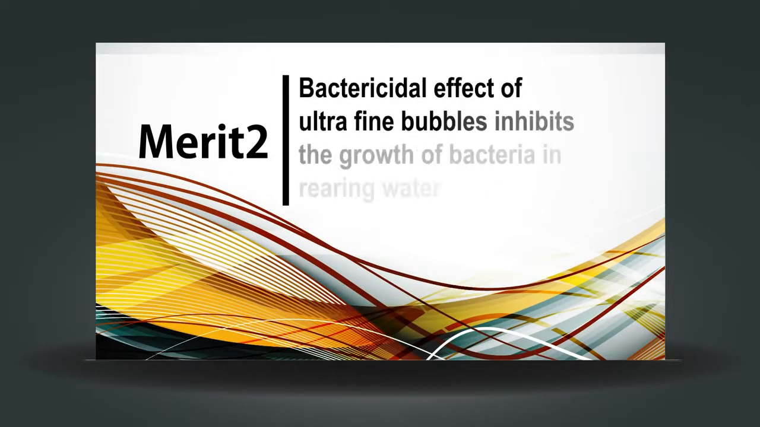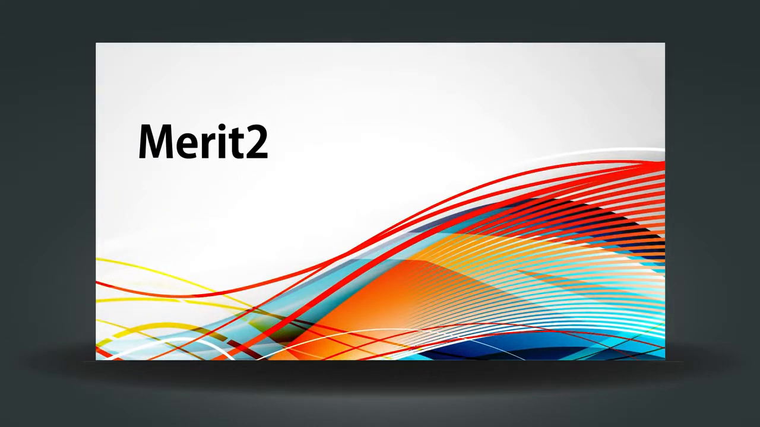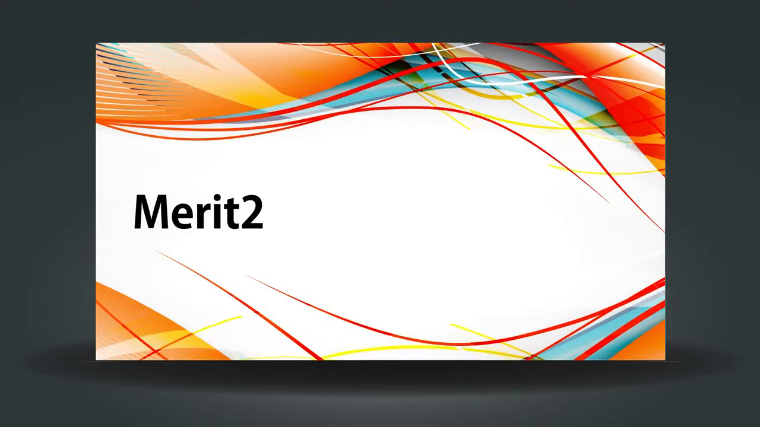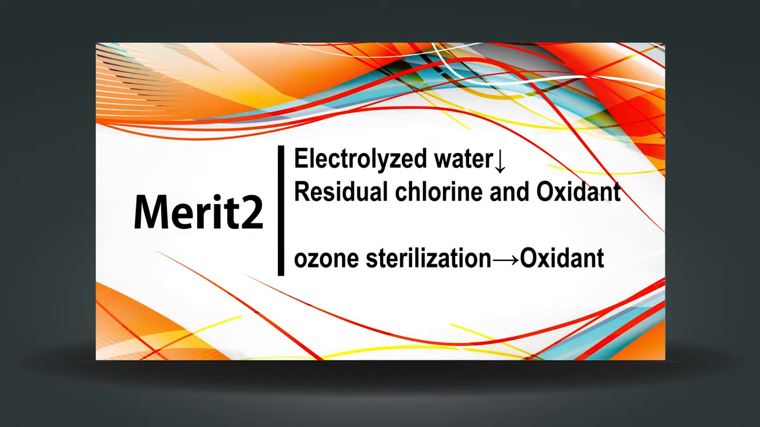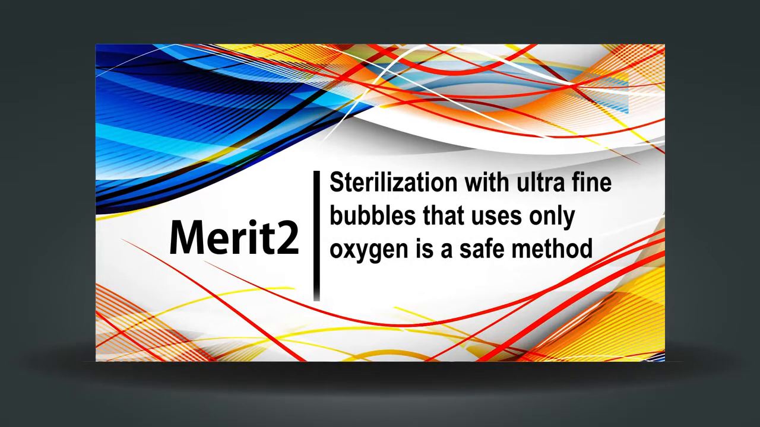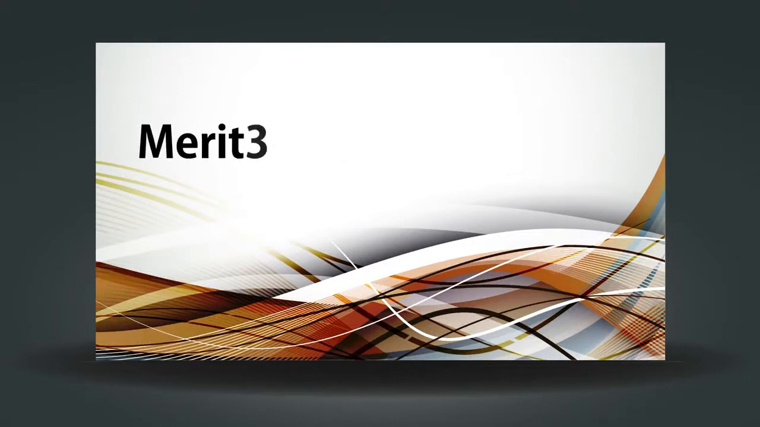The bactericidal effect of ultrafine bubbles inhibits the growth of bacteria in rearing water without any treatment for sterilization. Sterilization using electrolyzed water or ozone, which are common sterilization methods, involves risks. After sterilization using electrolyzed water, residual chlorine and oxidant that are toxic to fishes remain in the water. Ozone sterilization also involves a risk of residual oxidant. Sterilization with ultrafine bubbles that uses only oxygen is a safe method that is free from these risks.